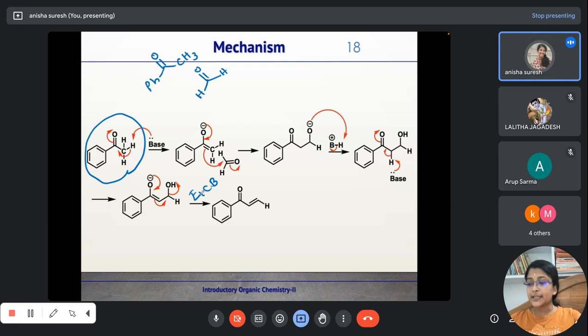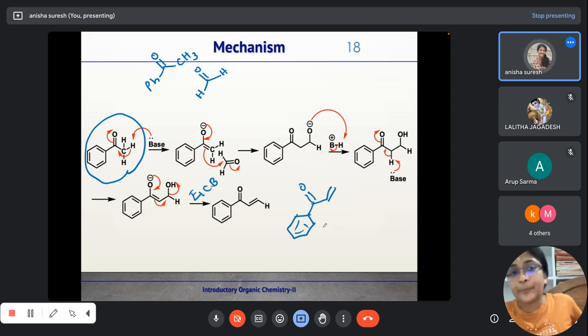So mechanism is clear for everyone. And this is similar to that of a conjugate base. So it can undergo E1cB reaction and it will result in the formation of this product, which is phenyl vinyl ketone. Mechanism is clear, right? Aldol condensation.